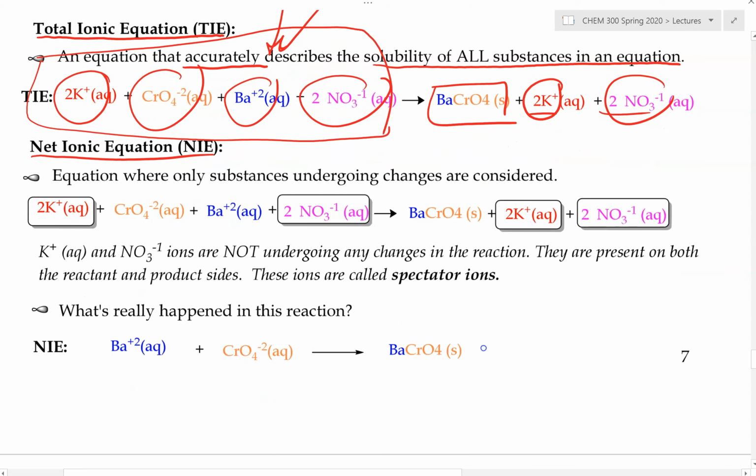And if we were to look at the total ionic equation above, here it is down here again, you would then see the following. The potassium is present on the reactant side. And now it's also present on the product side as well.